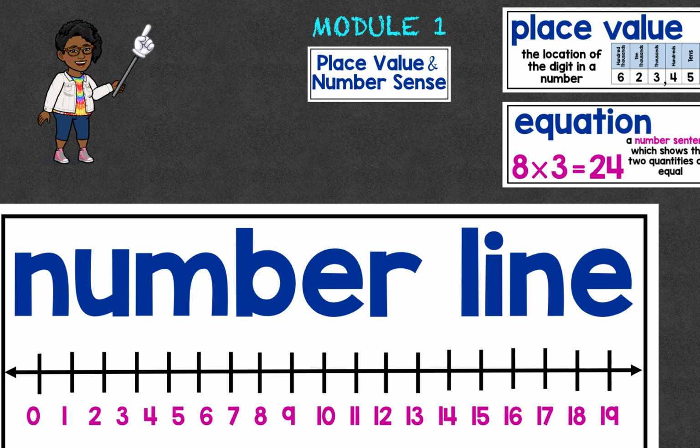We also use number lines to add and subtract 2 and 3 digit numbers. And we use number lines to multiply, if you can believe that.